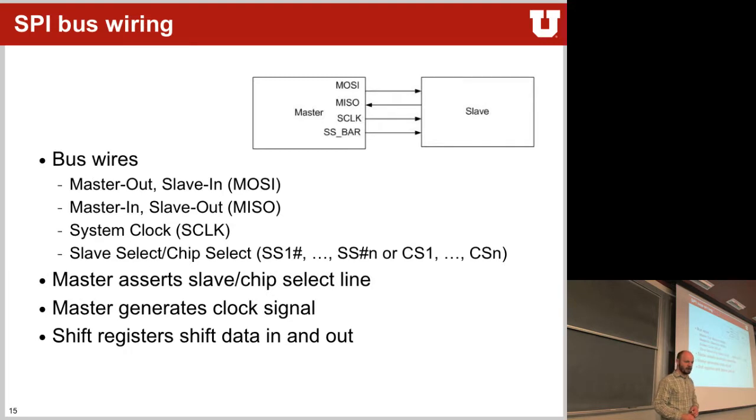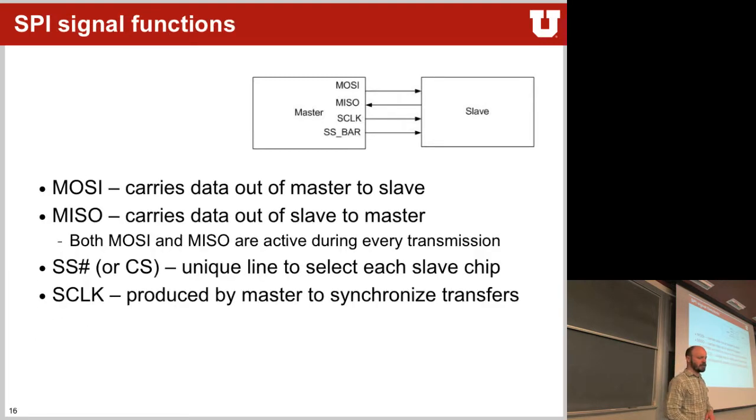Okay, this just spells out what the different signals are. So we have the MOSI, master out, slave in, MISO, master in, slave out, and SS or CS, which is a unique line. So every chip has one chip select line. SCLK, again, the clock line goes from a master to all the slaves. So they all share the exact same lines.